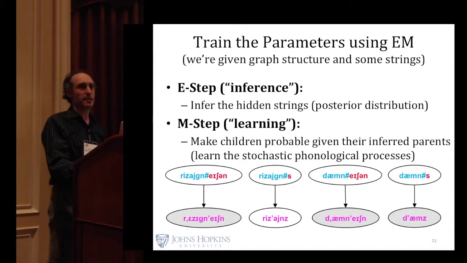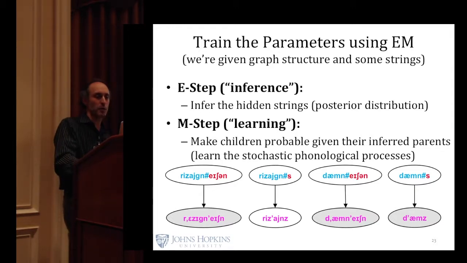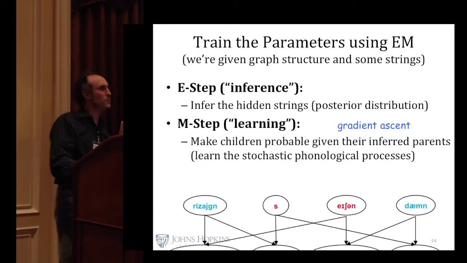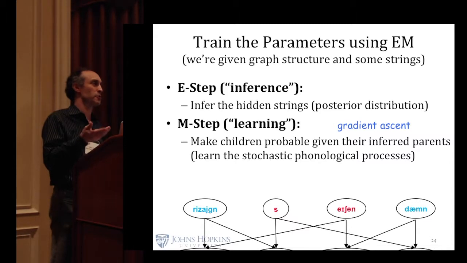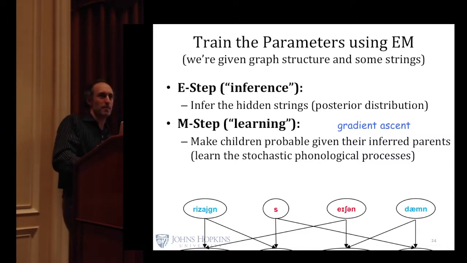So the idea is to make the children in the graphical model probable given their inferred parents, but we're trying to learn those stochastic phonological processes. We do that just by gradient ascent as usual. So there's another thing the M step has to do, which is to say that these underlying forms were also probable. So it may be that nouns, for example, tend to have stress on the first syllable, which is true in English, I think. It may be that roots in Arabic tend to be 3 consonants. So you'd like to learn stuff like that.